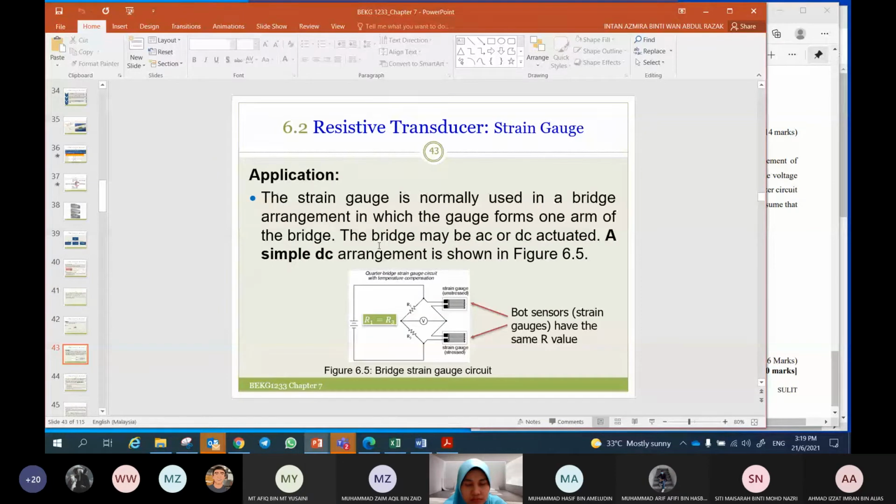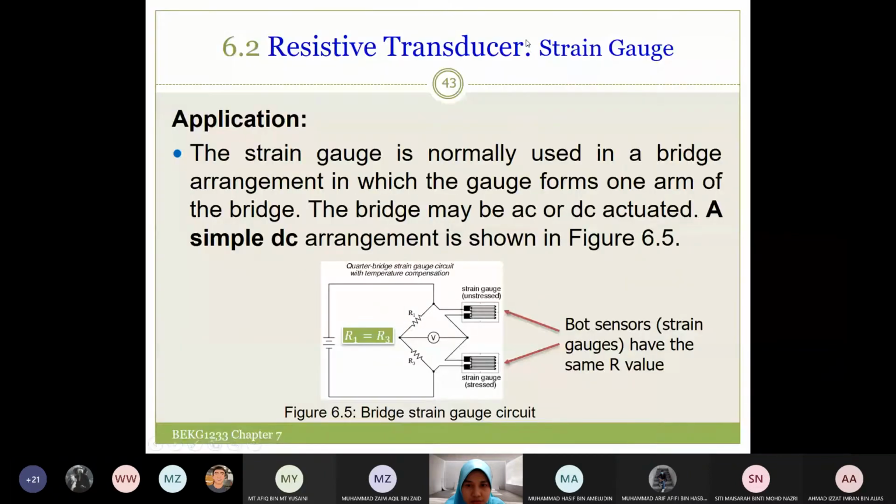This is application of resistive transducers to gauge. So I just review this chapter. So we have tools to gauge. If the bridge circuit has two strain gauges, these two strain gauges have the same resistance value, and R1 is equal to R3.